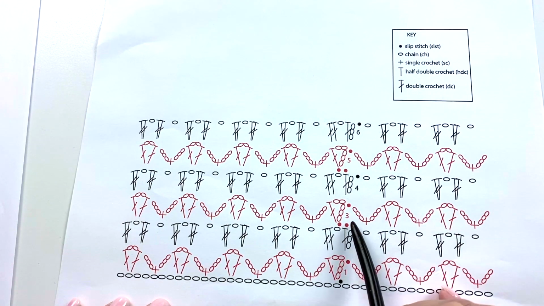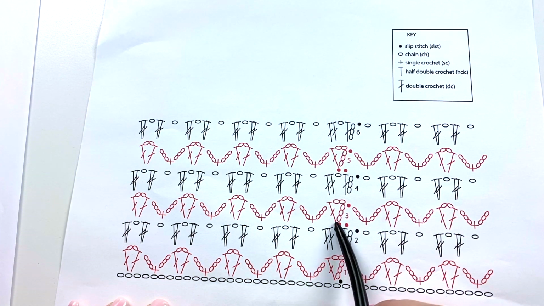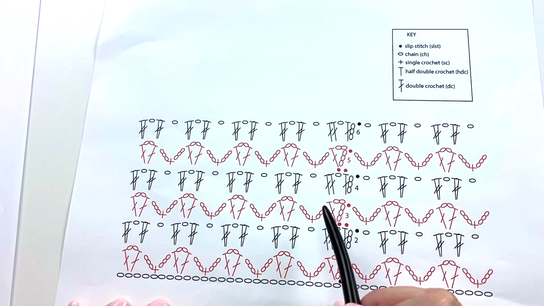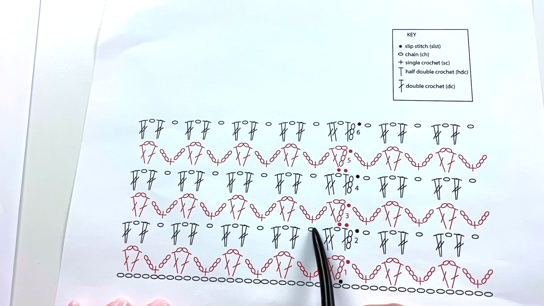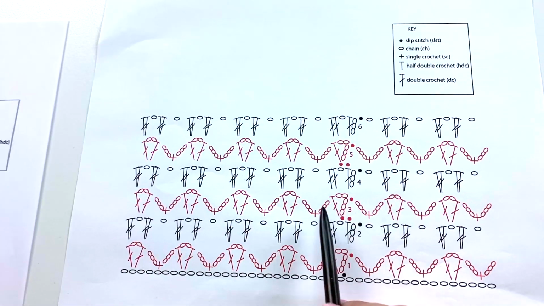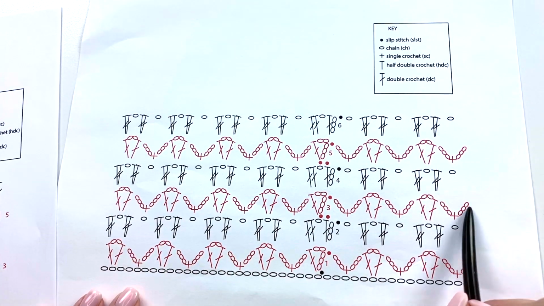Then round 3 begins with slip stitch in the next stitch, slip stitch into the next chain 1 space, then a chain 5 that counts as a double crochet, chain 2. The first 3 chains count as the double crochet, and then the chain 2 space, and double crochet in the same stitch. Chain 3, single crochet in the chain 1 space, chain 3, double, chain 2, double in the next chain, and that's the same as the repeat that we did in rows. So we'll repeat that all the way around.